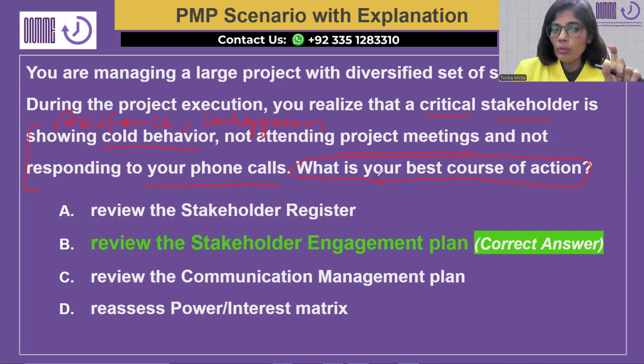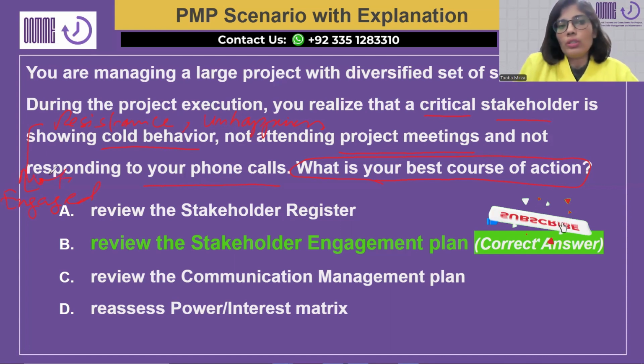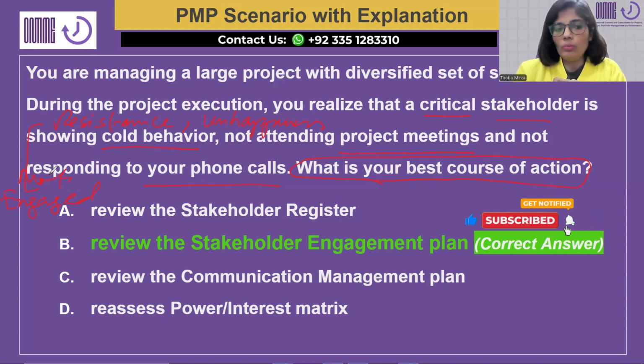So although A, B, C make sense in this particular case, the best course of action in this situation is to check why this stakeholder is not engaged in this project. He is clearly not engaged or not supportive. Being not engaged means he is not supportive or positive towards the project as of now. So why is this the case?